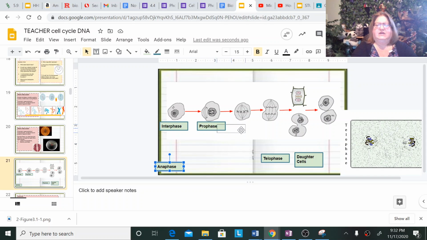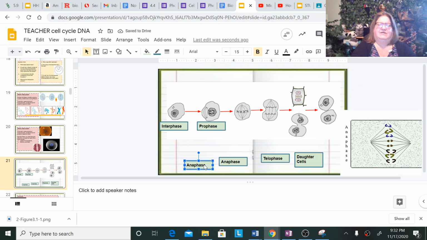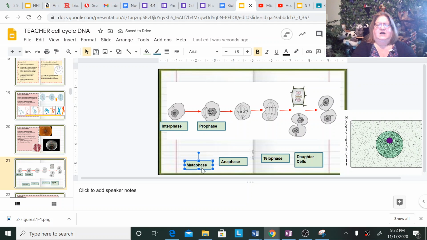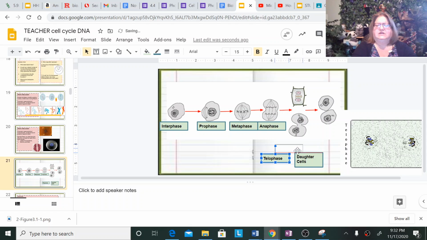And then we have anaphase. Oh, sorry, I missed one. And let me go ahead and make one real quickly. Why did I miss that? I caught it, thankfully. So we're missing one here, and you will have it fixed by the time you get your slides. Here's our metaphase. Metaphase is the middle one. There we go. Now we have anaphase, and then telophase, and then our daughter cells.